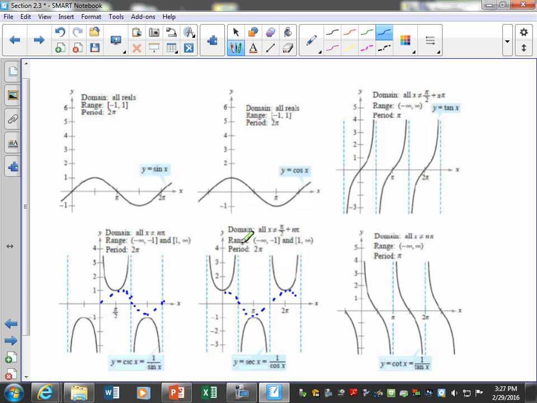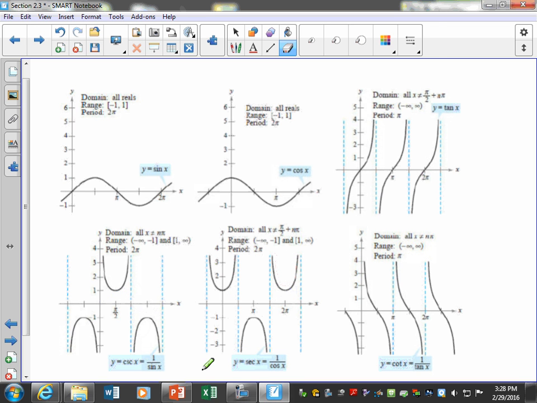So your domain is all x not equal to the pi halves right here. So you got the pi halves, and then you got multiples of pi halves right there. And the range is the y value, so it's negative infinity, and it stops at negative 1, so that's your range. And then for this one, it's going to be from 1 to infinity. And your period is 2 pi. All of that occurs in 2 pi.